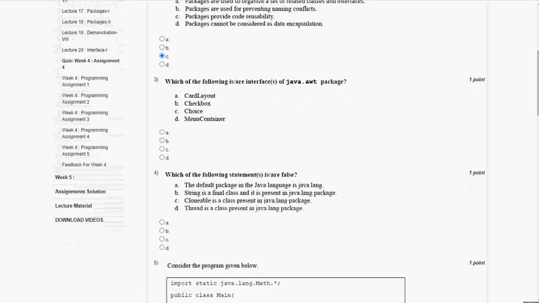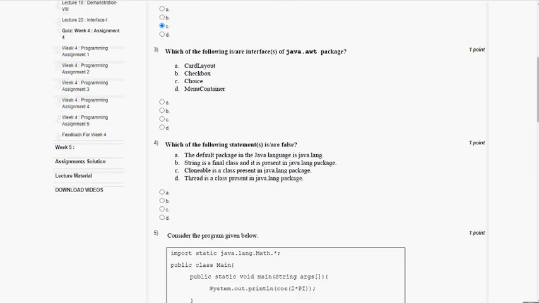And coming to third question, which of the following is interface of java.awt package? The answer for third question is menu container. So mark option D as correct answer for third question.